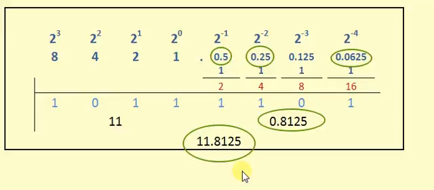This is called fixed point binary because the binary point is always fixed. In this case we've got 4 bits before the binary point and 4 bits after the binary point, but it could change. You'll be told what is occurring.